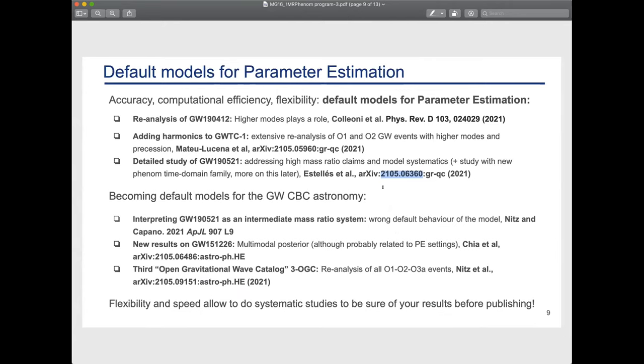Okay, thank you very much for the question. And thank you again very much, Hector, for an interesting talk. The next speaker is Dr. Francesco Salemi, and he will be speaking about higher order inspiral modes. Francesco?